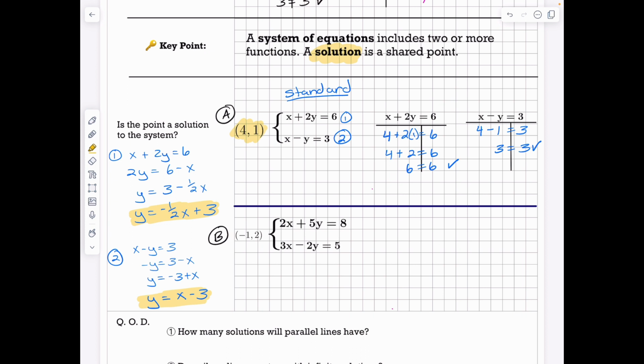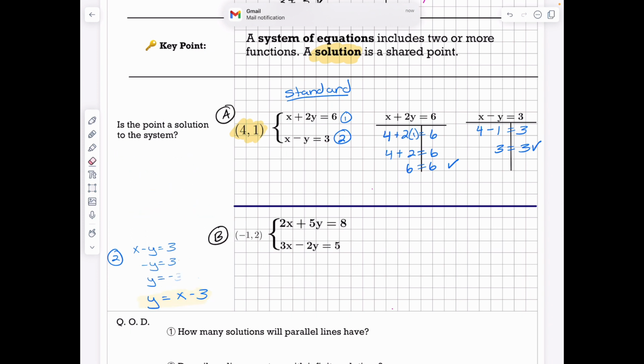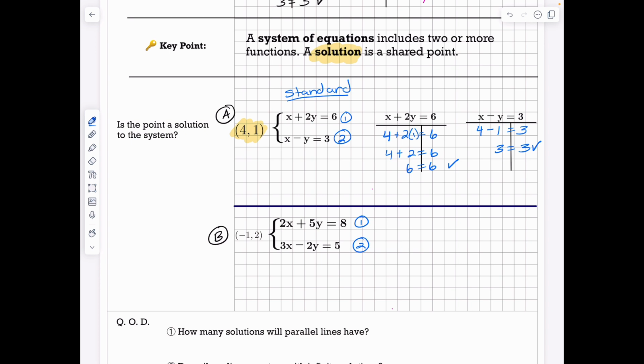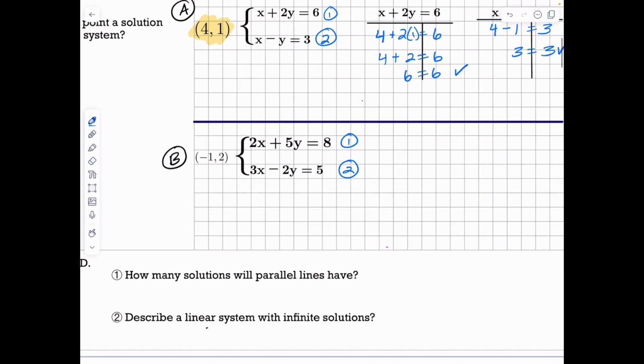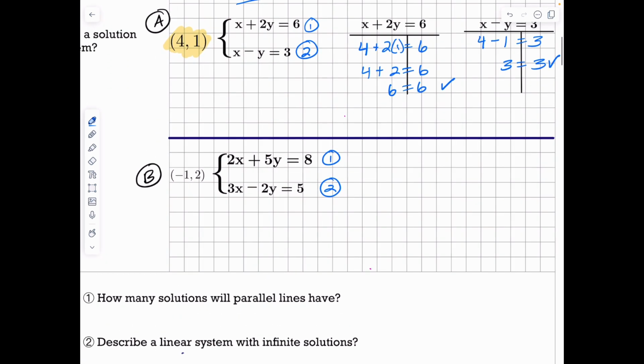All right, let's check out the next example here. We've got 2 lines. I'm erasing this stuff on the side before the page gets completely full and looks cluttered. So here I've got another pair of lines, and they are also in standard form. And the point that I'm asked to check out is negative 1, 2.